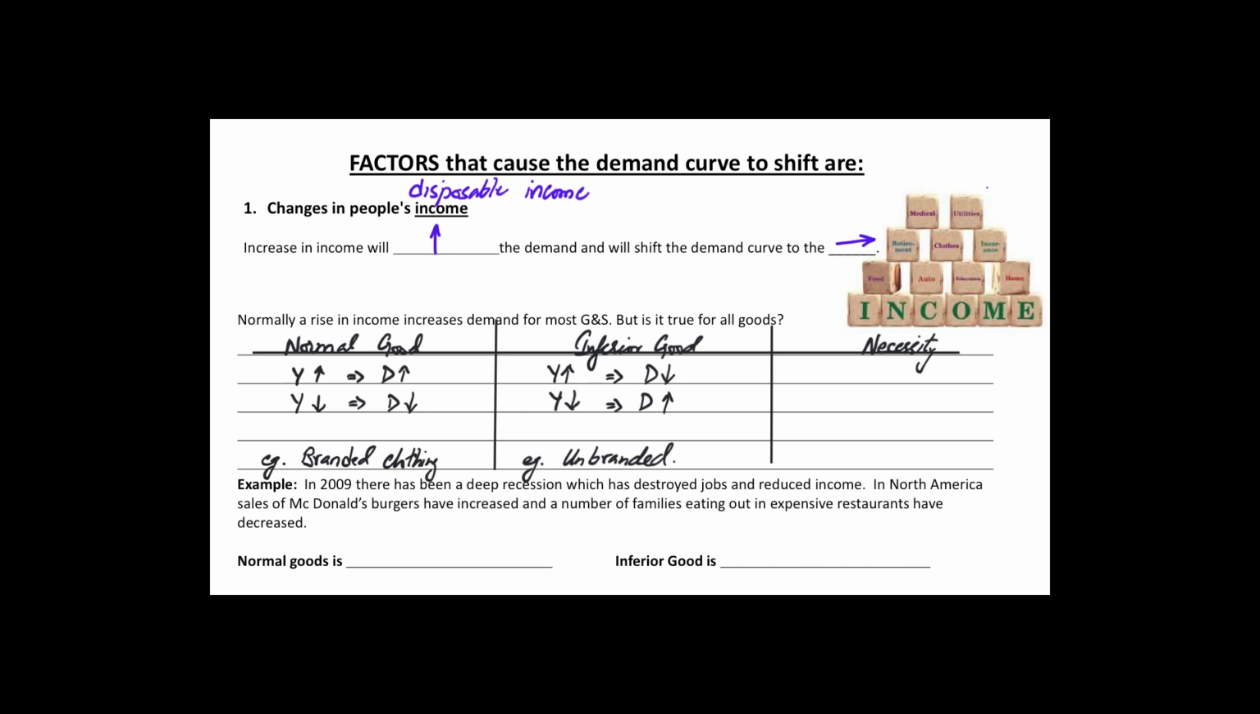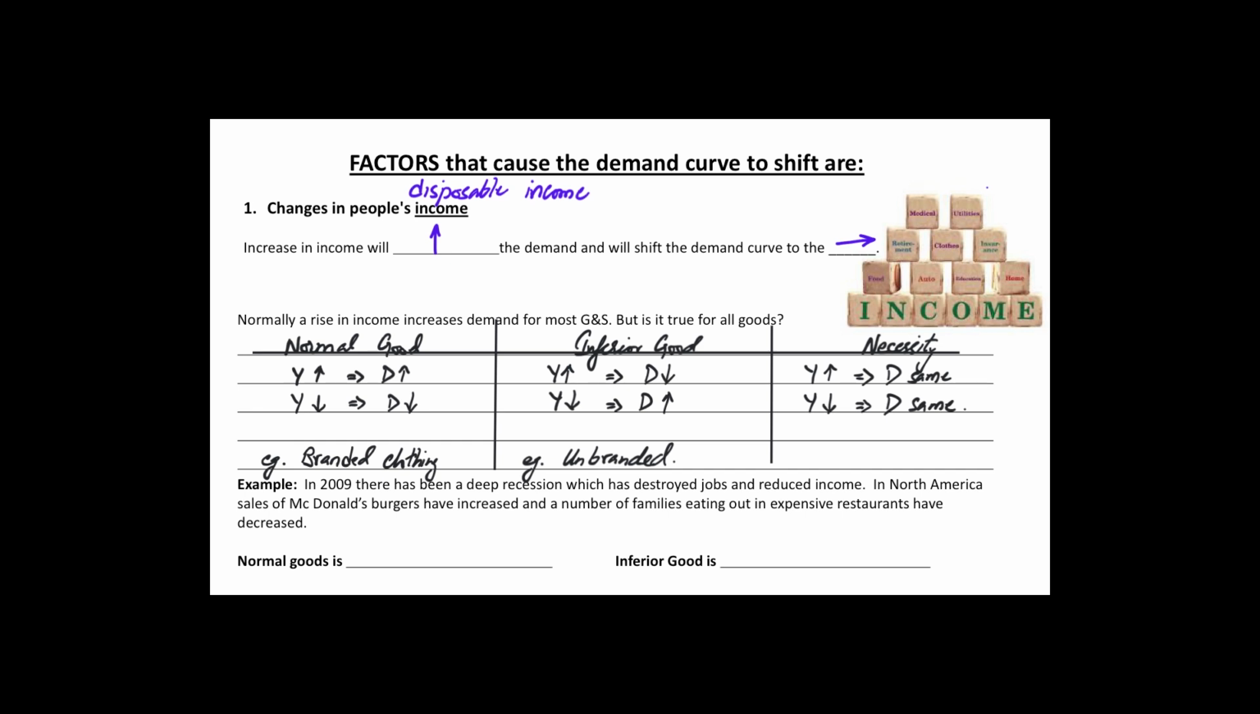It could be those simple chips like Doritos, I would say is the normal one, and then you can have like Slanty or something like that, Lay's as an inferior one because people will move towards Doritos if income goes up. So this is your normal and this is your inferior. On the other hand, necessity, if income goes up, the demand remains the same, just like milk and egg and bread that generally works. If income goes down, the demand remains the same.